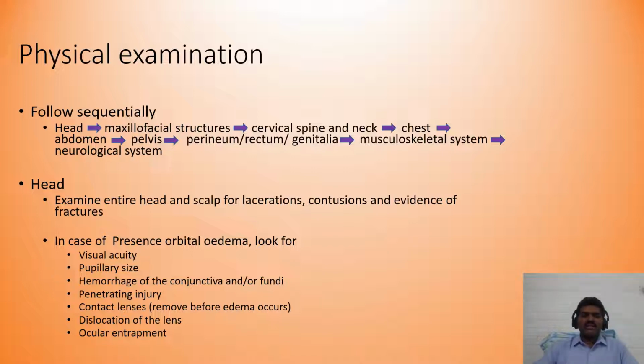Dislocation of the lens is one of the most common problems, and ocular entrapment can be checked by asking the patient to move the eyes from side to side. If there is an ocular entrapment, that is the muscles getting entrapped into a fractured bony fragment, the patient will not have movement depending on which muscle is involved in the entrapment.